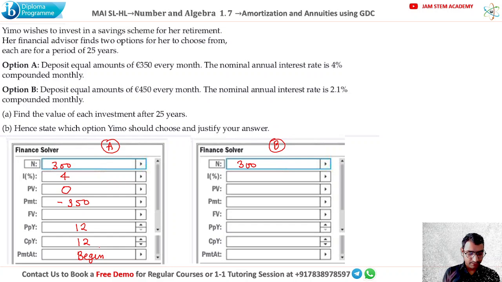So when you enter all these values, payment is negative 350. Future value is to be calculated. Payments per year 12. Compounding per year 12. And now let me change it to beginning. Done. Now go back to the future value part and hit enter. So it gives me this much amount, 180,400.545, sorry. Okay, this much amount.